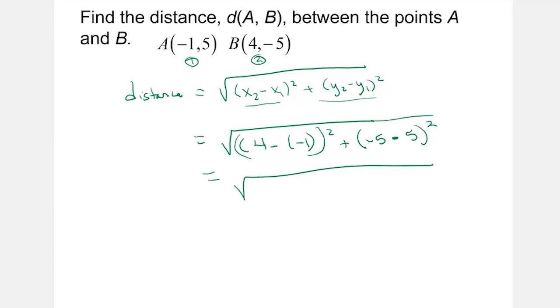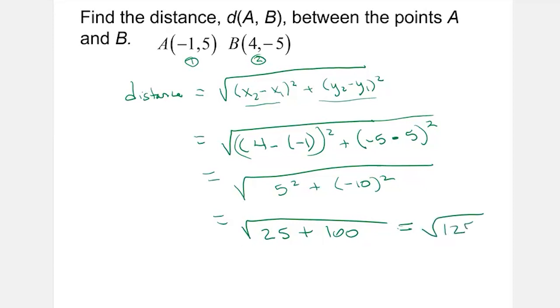And again, 4 minus -1 is 5. 5 squared plus -10 squared. And again, I said it doesn't matter, right? Because this is really the square root of 25 plus -10 squared, which is still +100, which is equal to the square root of 125, which is exactly what I got. And then I already showed you how to simplify that, it's 5 times the square root of 5.